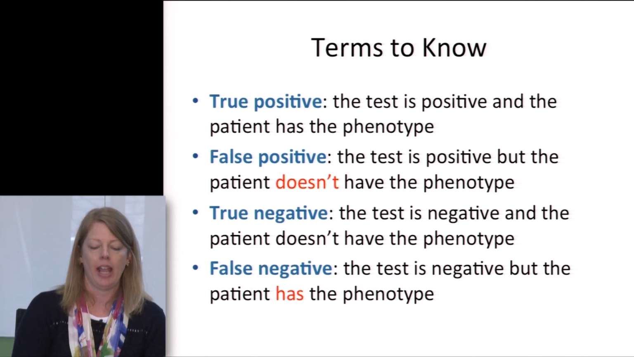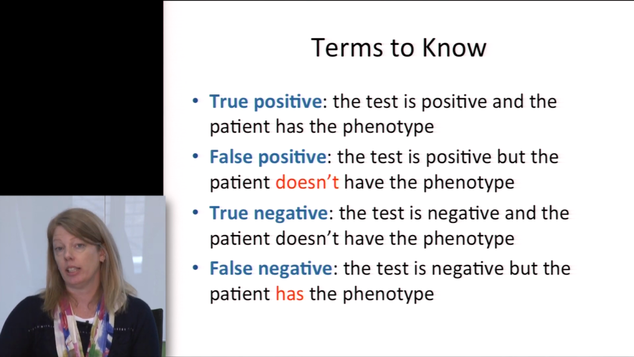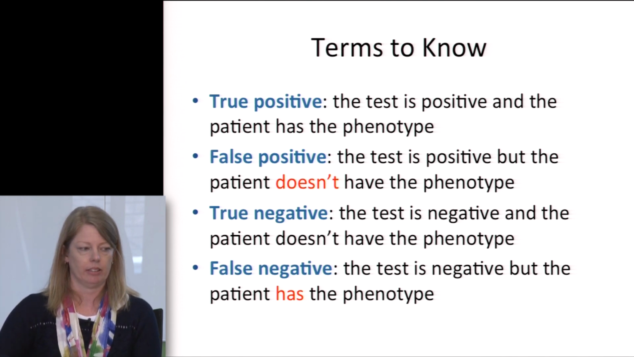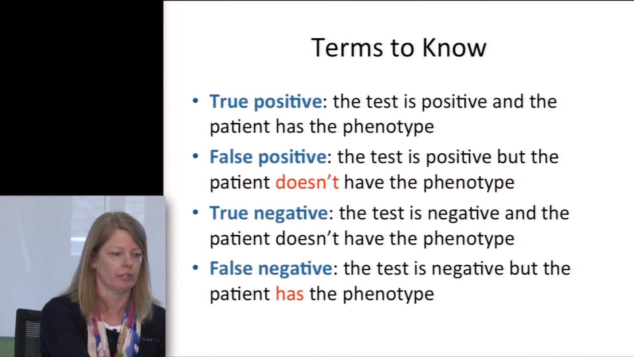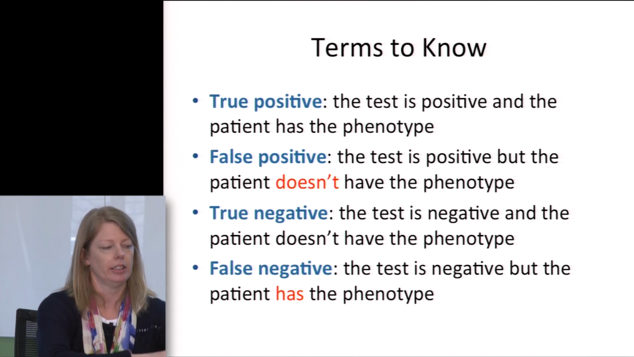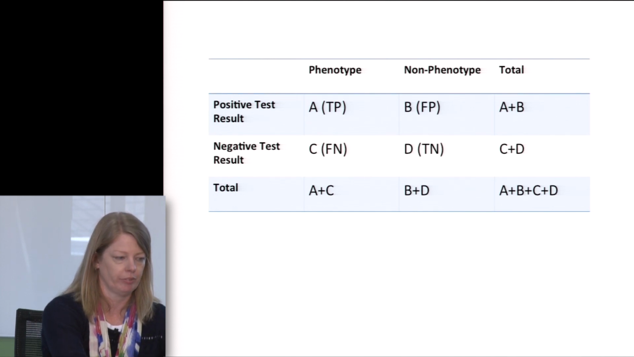That is a true negative. And a false negative is you have a negative test result, but unfortunately the patient does have that phenotype, so that was missed. Okay. They're pretty straightforward, but you have to keep all of these terms in mind whenever you go through this process. So you can put this group, true positive, true negative, false negative, in a grid.